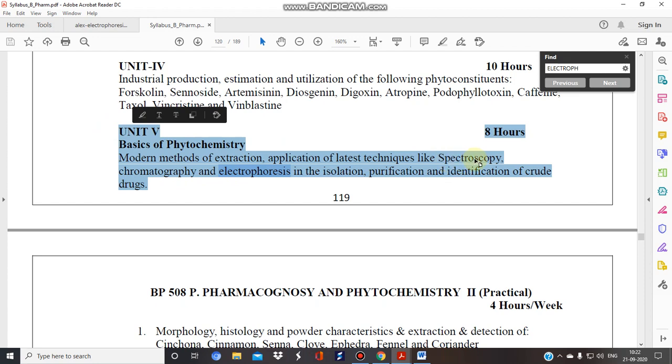I hope you remember the different spectroscopic methods like UV, IR, NMR and mass. As well as we have covered the different types of chromatographic techniques like paper chromatography, TLC, HPTLC. Then we have covered HPLC, gas chromatography, and of course column chromatography. So we are in the last part of this unit, that is electrophoresis, an overview of its various applications used in phytochemistry. So let's start.